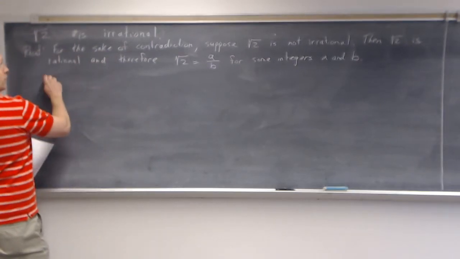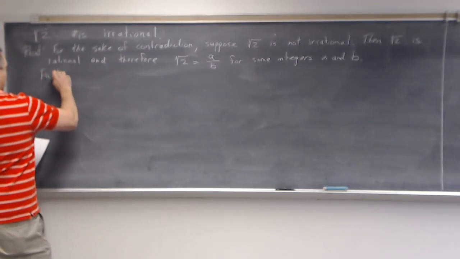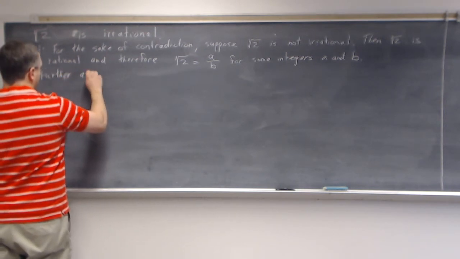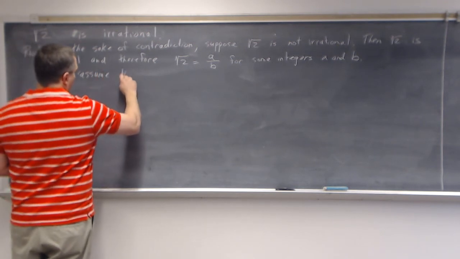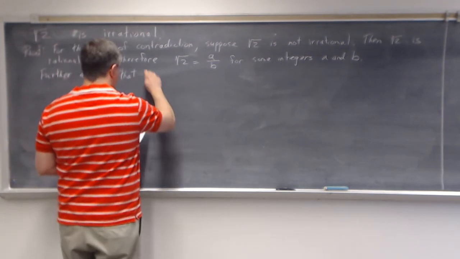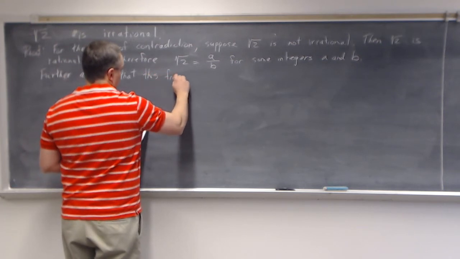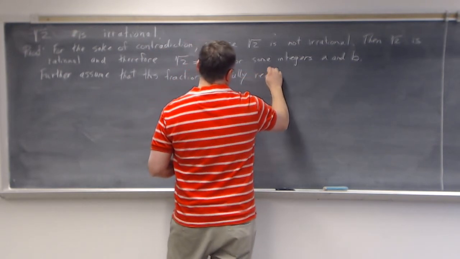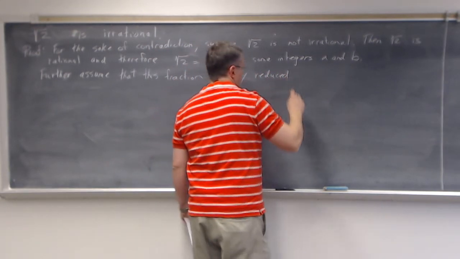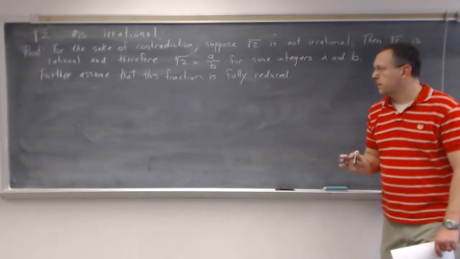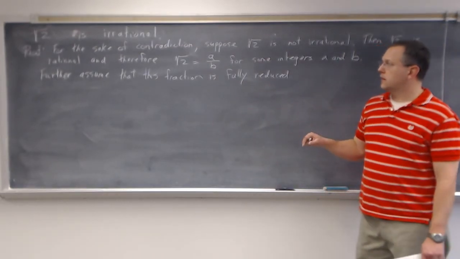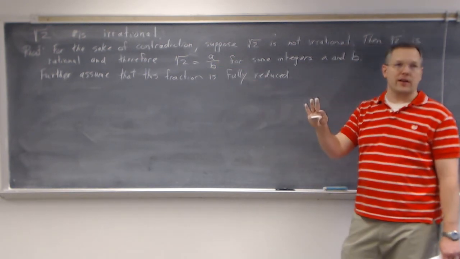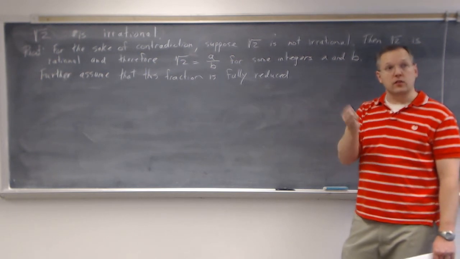All right. So further assume that this fraction is fully reduced. What that gets us is that if it's fully reduced, there are no common factors of a and b. A and b have no common factors. If they had common factors, then you would have canceled them.